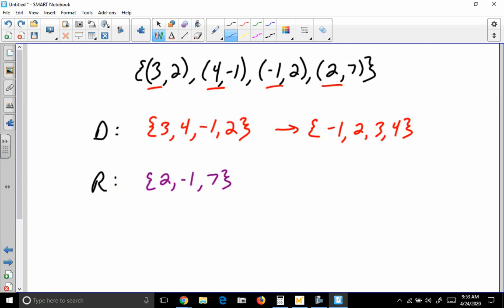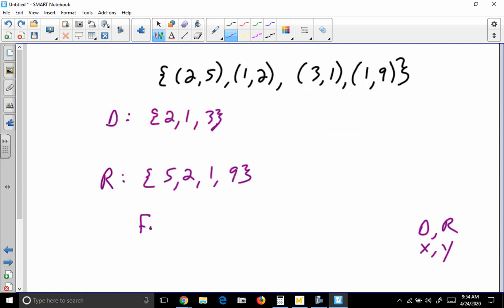Now, some of the questions just ask for the domain and range, and some of them ask, is it a function or not? So remember, to be a function, each x only goes to one y. So if we look at the x values, the domain, 3 only goes to 2. 4 only goes to -1. -1 only goes to 2, and 2 only goes to 7. So this one is a function. Even though the number 2 is written twice in the range and the y values, that's okay. A y value can be repeated, but an x value can only occur one time.